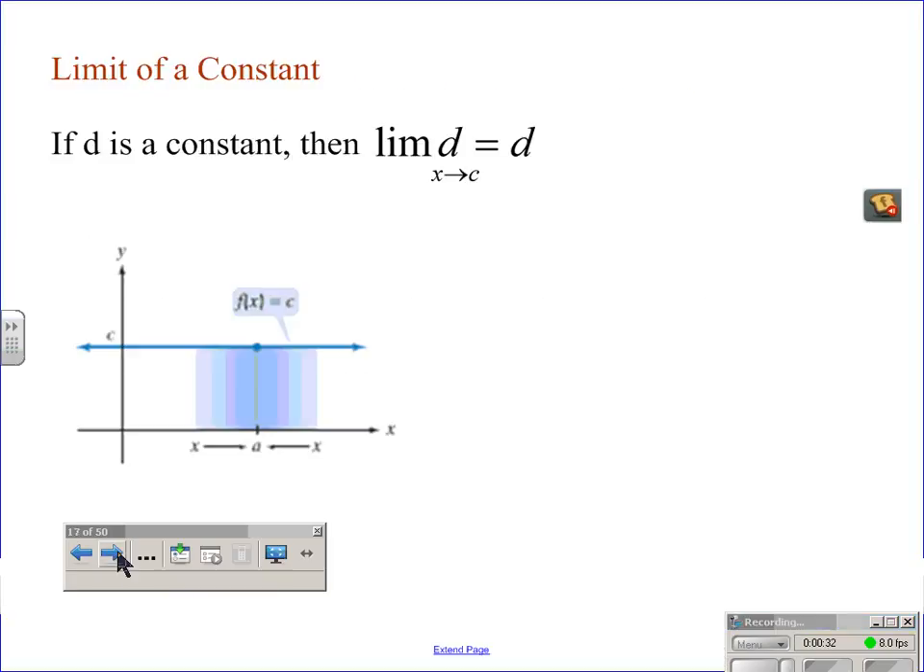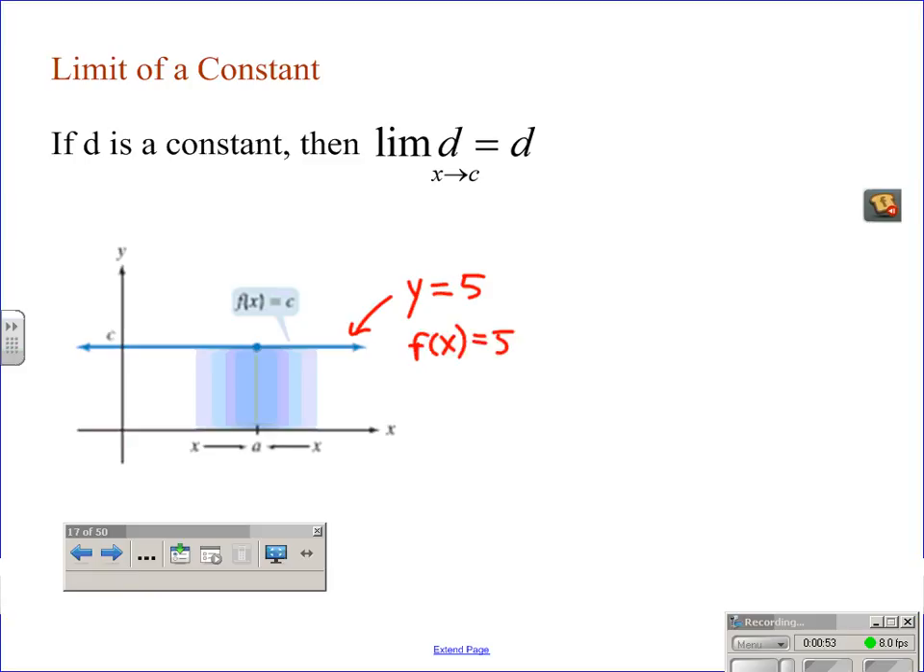So first of all, let's talk about the limit of a constant. And here you have a constant function. You notice that you have a constant function because it's a horizontal line. So to make this a little easier to understand, let's say this is the line y equals 5, or f of x equals 5. It is a function because it passes the vertical line test.